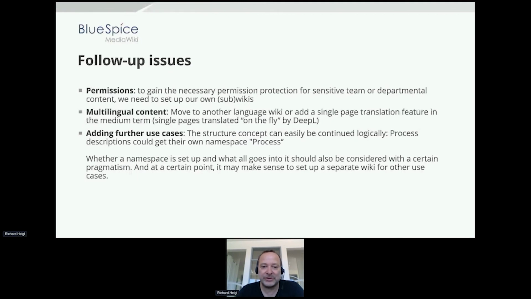Every decision has consequences. This is one, and a consequence for me would be to put other languages in other wikis if you have enough content. Or we will see maybe in the future if you can translate single pages on the fly with a translation tool like DeepL or Google Translate. Okay, then you got rid of the problem, because you push a button and you get an explanation and a translation of the page in your language.